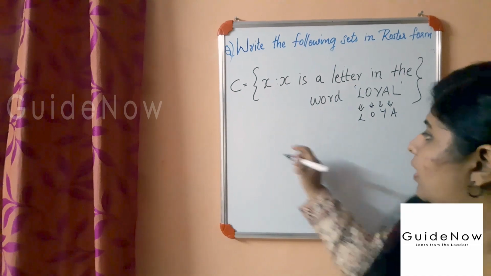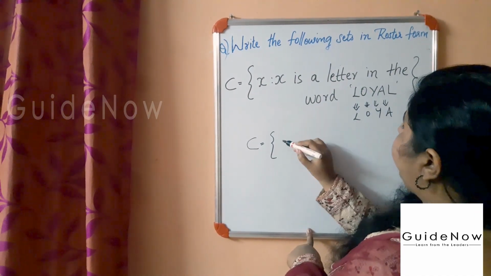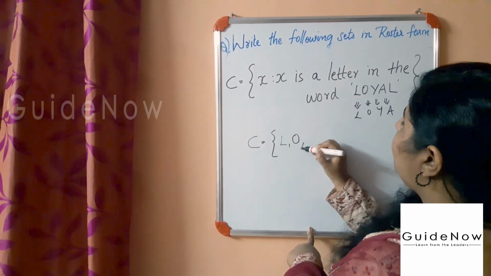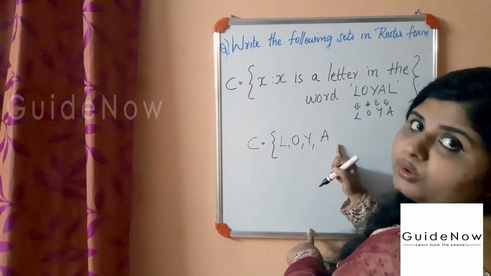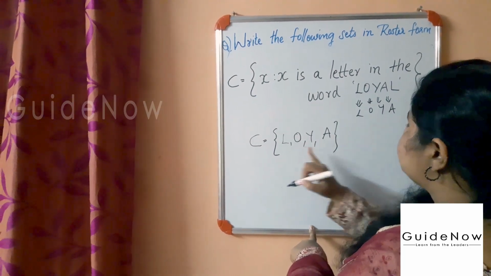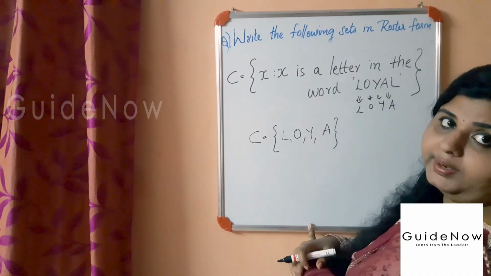Okay, so how to represent this set? Equal to what? L, O, Y, A. L is repeating here, no need to write L again. So this is the set to represent the letters in the word loyal in roster form.